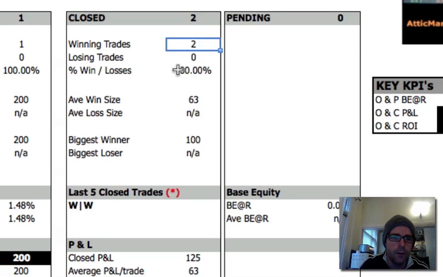Well, two were winners. I had no losing trades. My percentage of wins to losses was 100%. The average win size was 63. Obviously I've got no losses, so that's not applicable. Biggest winner was 100 quid.